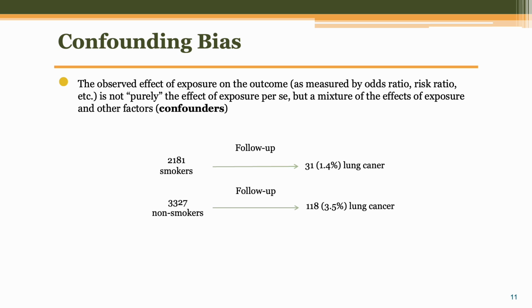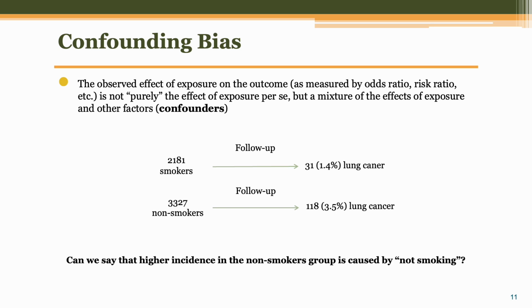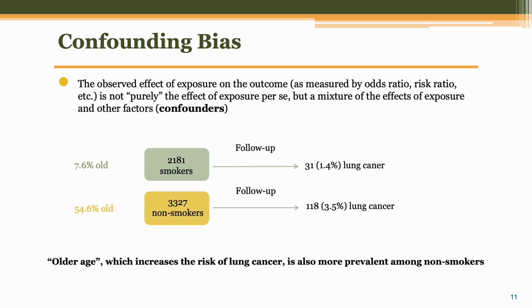Here is a hypothetical example. Researchers followed 2,181 smokers and 3,327 non-smokers over time to investigate the association between smoking and lung cancer. Surprisingly, they found 1.4% of smokers and 3.5% of non-smokers developed lung cancer during follow-up, respectively. At first glance, this seems to suggest that non-smoking would result in higher risk of lung cancer, which contradicts our common sense. A closer look at the data shows that the age composition differs between smokers and non-smokers.